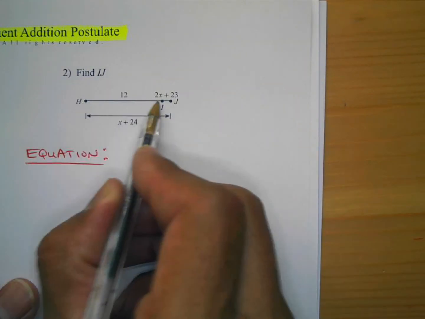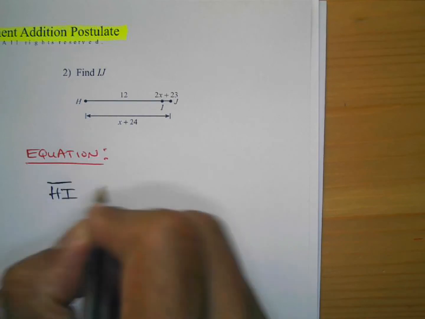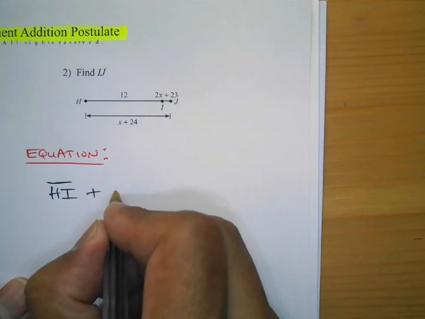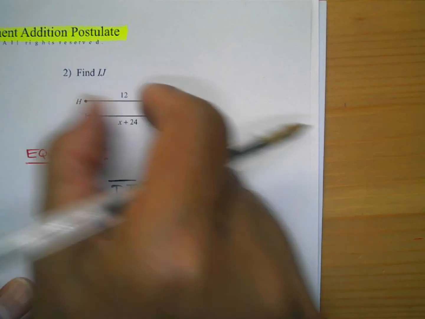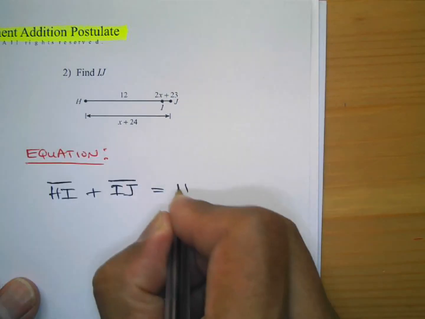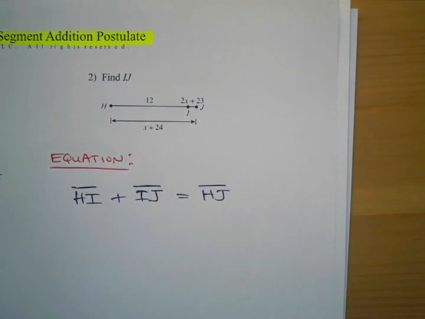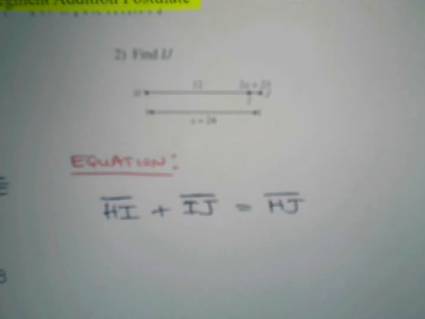What do I understand from this picture? The segment addition postulate, HI, plus, now from I to J, equals this piece plus this piece is equal to what? The whole piece, HJ. Right? Oops, let me zoom in. All right, you guys have it there, but sorry about that.